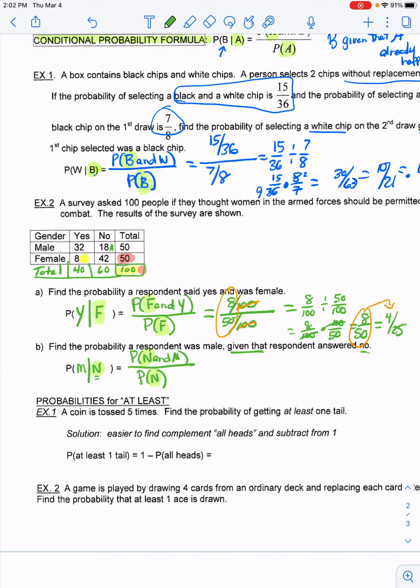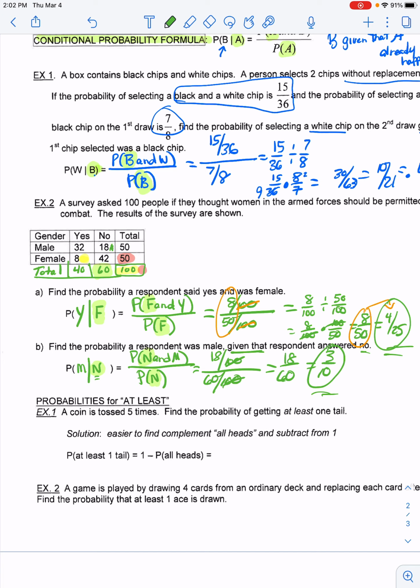I see that to be 18 out of 100, all over probability of no. Probability of no, sitting right there at 60. So we got 60 over 100. And if we reduce here, we've got 18 over 60, and that'll reduce down to 3/10. Final answer. And if you have decimals here on these, it's okay.